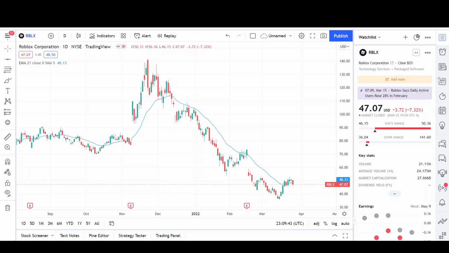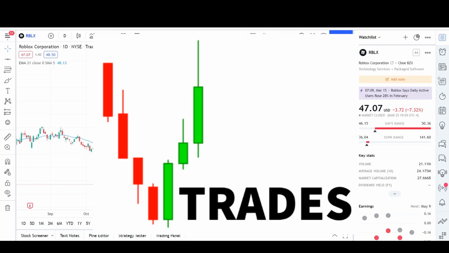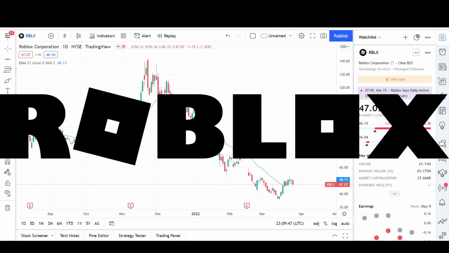What's up, traders? This is Vee Trades, and today I'll be doing a technical analysis breakdown for ROBLOX Corporation with the ticker symbol RBLX.